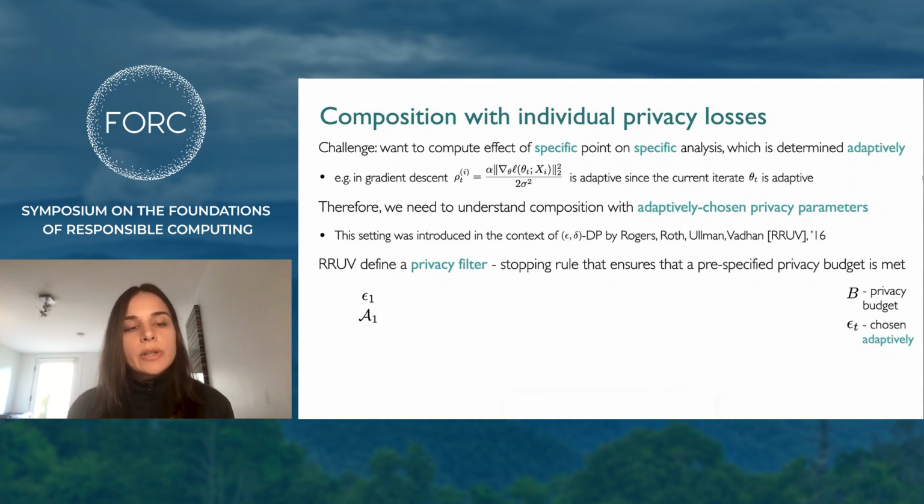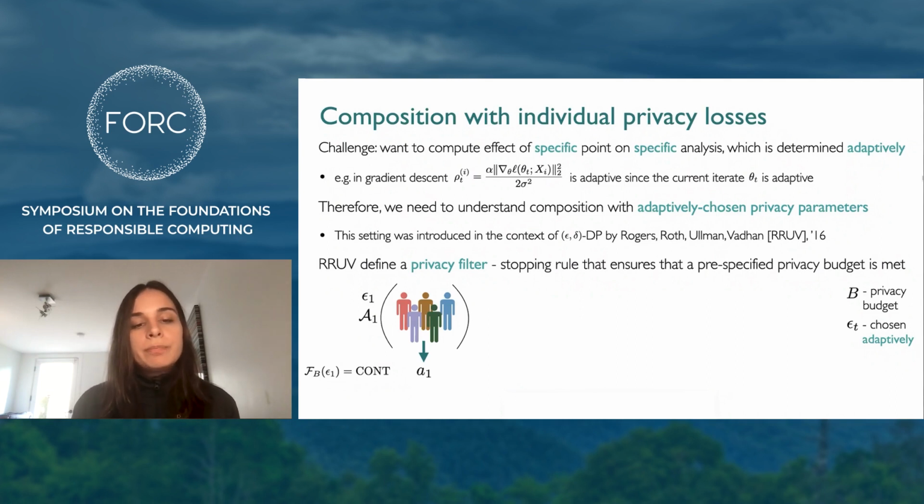The analyst would first pick a privacy parameter epsilon_1 and an algorithm A_1 that is epsilon_1-differentially private. Then we would feed this privacy parameter into the filter, which outputs continue or halt depending on whether the privacy budget B is potentially violated. If it outputs continue, that means that we can safely proceed with the computation and our privacy will be preserved. So we run the analysis, we get an output.